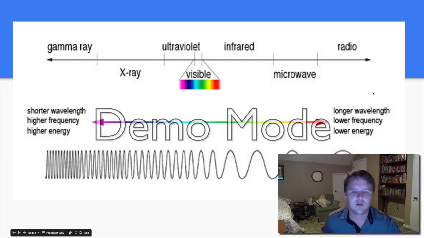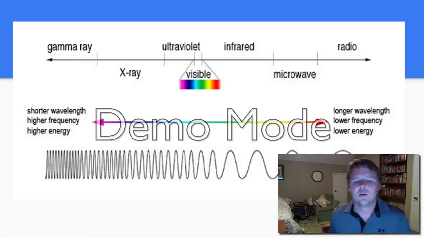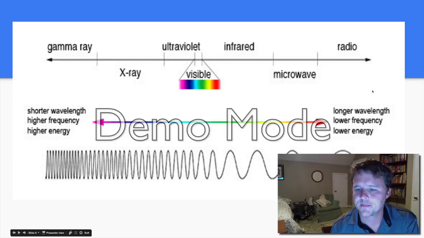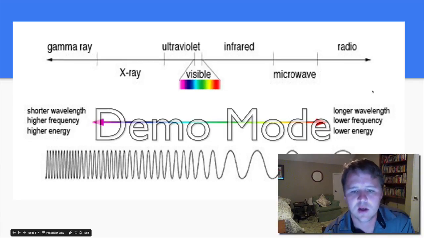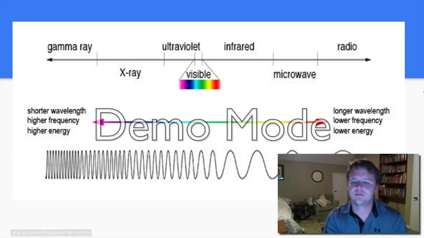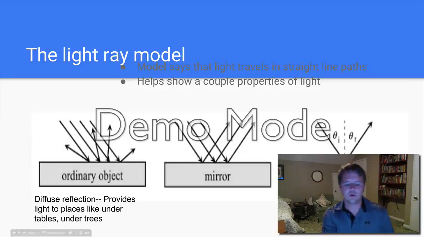So take a look at that slide there real quick, and as you can see in the middle, you can see the visible light, which ranges from red, orange, yellow, green, blue, and violet. So the visible spectrum makes up a very small part of your electromagnetic spectrum.